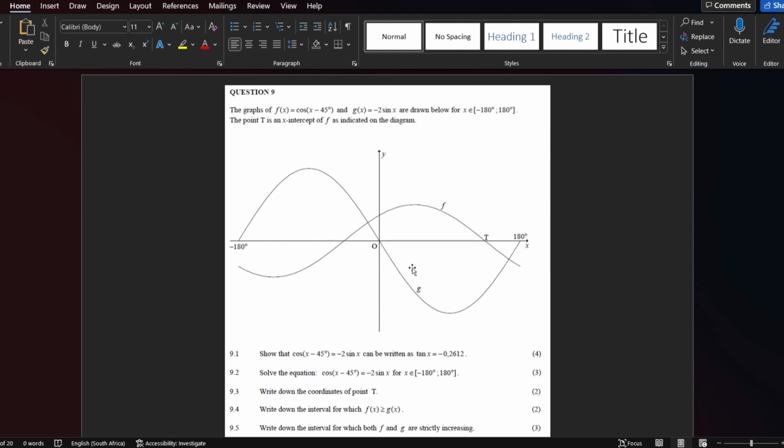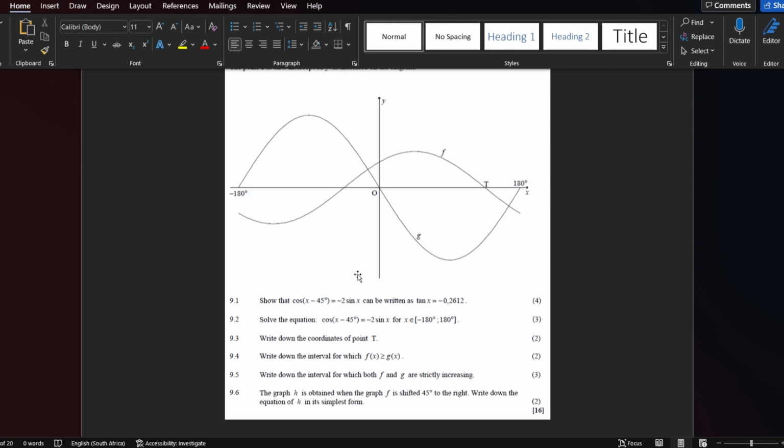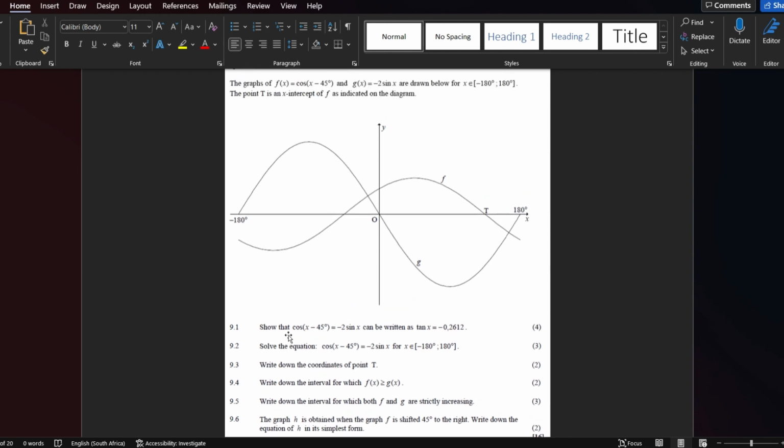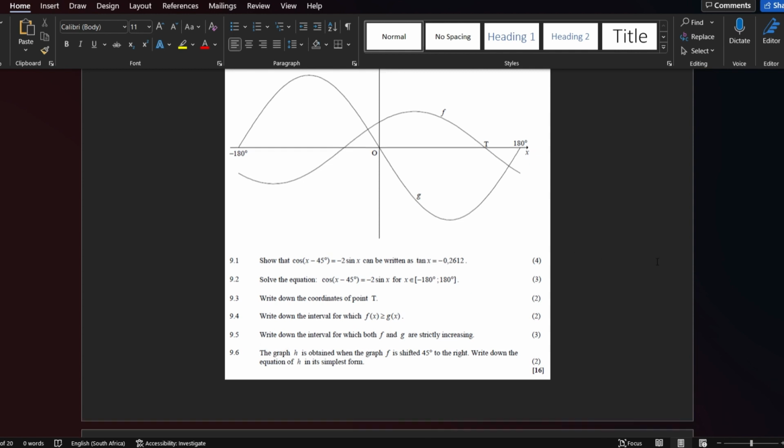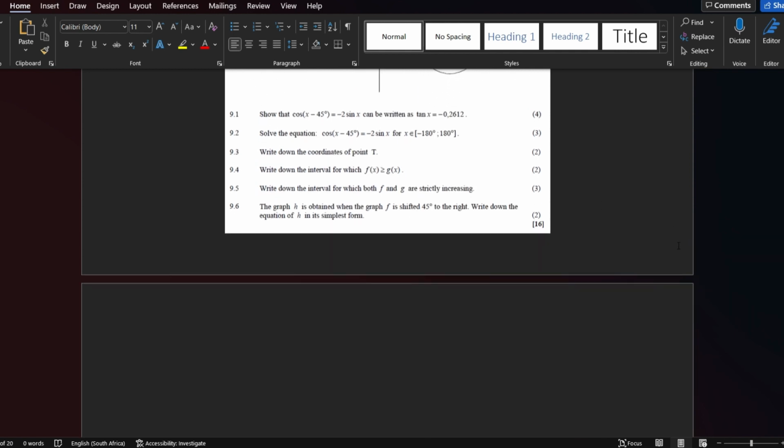Okay, the first question asks us to show that cos(x - 45°) = -2 sin x can be written as tan x = -0.2612. So basically we are equating our two trig functions. We will have to apply our identities and our trig rules to try and show that this expression is true. So let's see where that takes us.